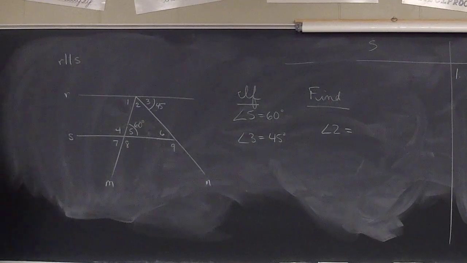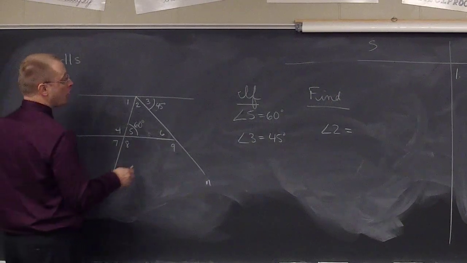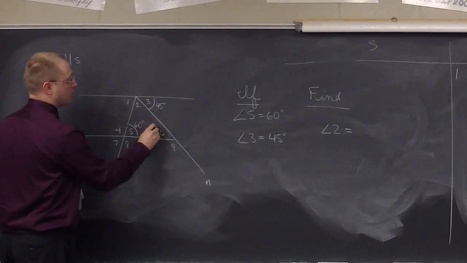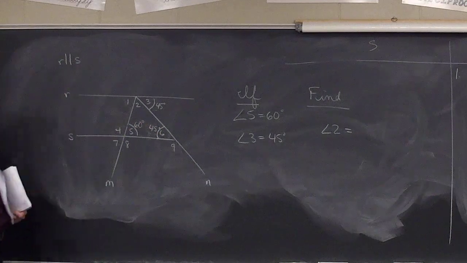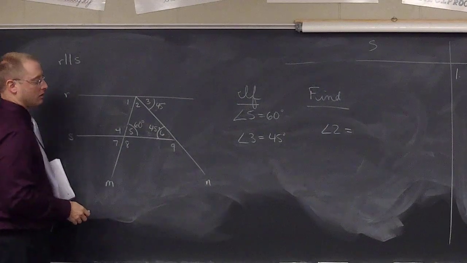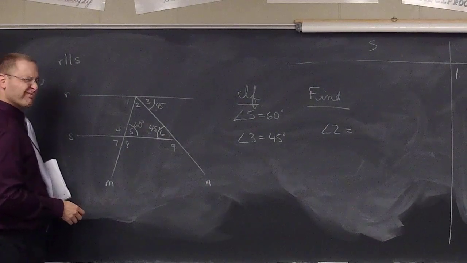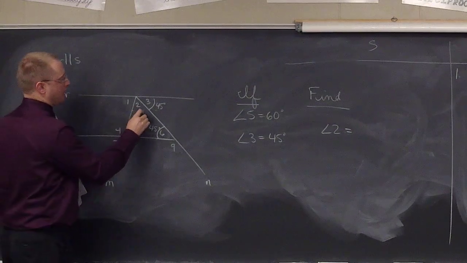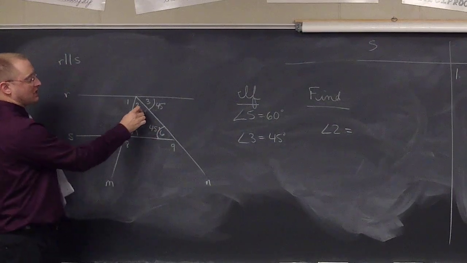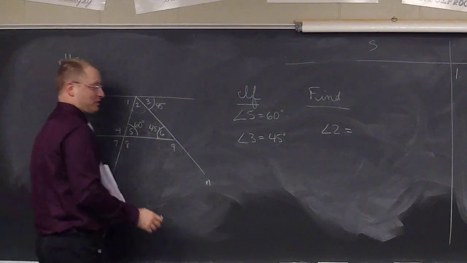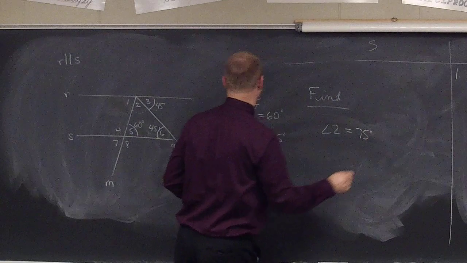Dylan, help him. 6 is alternate interior, so therefore 6 is 60 degrees. Okay, Josh, does that help? Yes. Okay, so how would that help me find angle 2? Because all of the angles in a triangle equal a straight angle. Good, the 3 angles of a triangle equal a straight angle. So if I know that this is 45, this is 60, how many degrees does that leave for angle 2? 75. It leaves 75 degrees. That's one of the ways I was thinking of doing it.